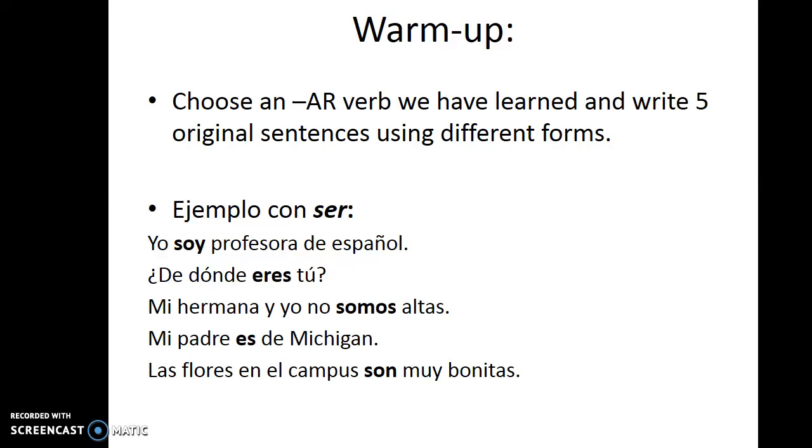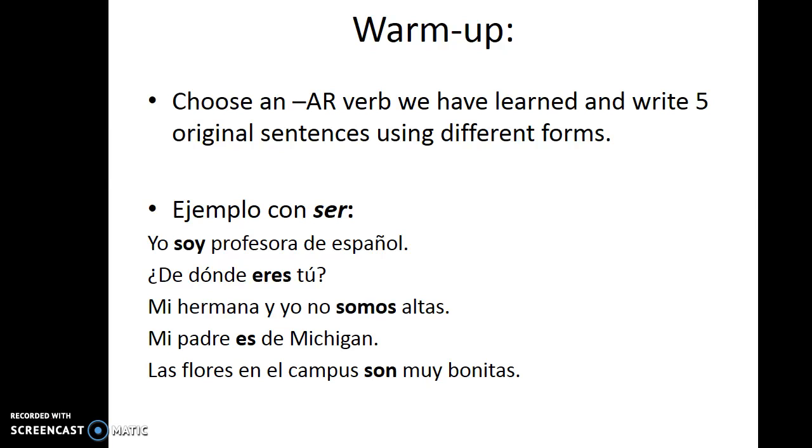Okay, so just as a warm-up, think about the AR verbs from our last chapter, and see if you can write 5 original sentences using different forms. Okay, what I mean by different forms, don't use yo for every one. I picked an example with ser. So, yo soy profesora de español.